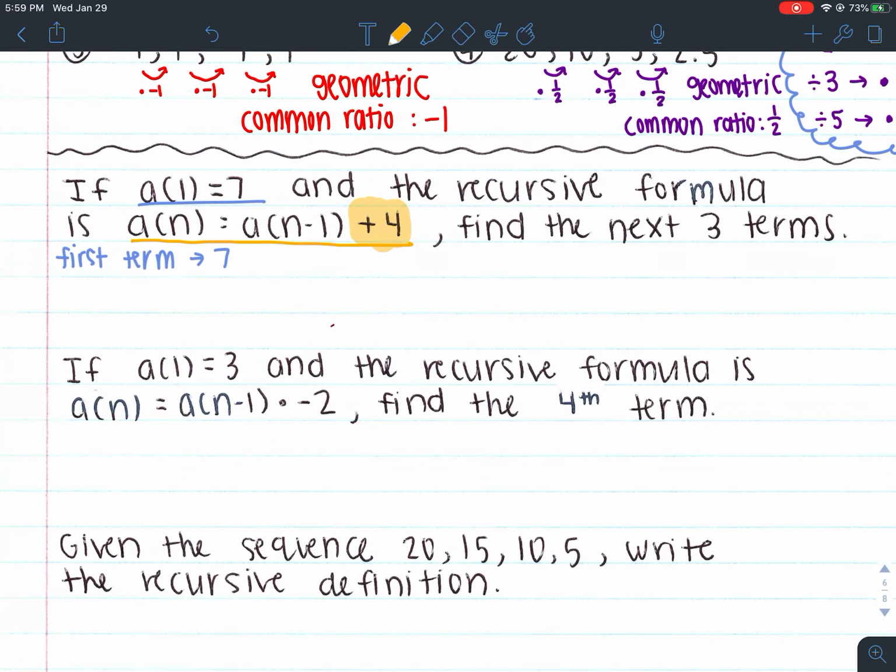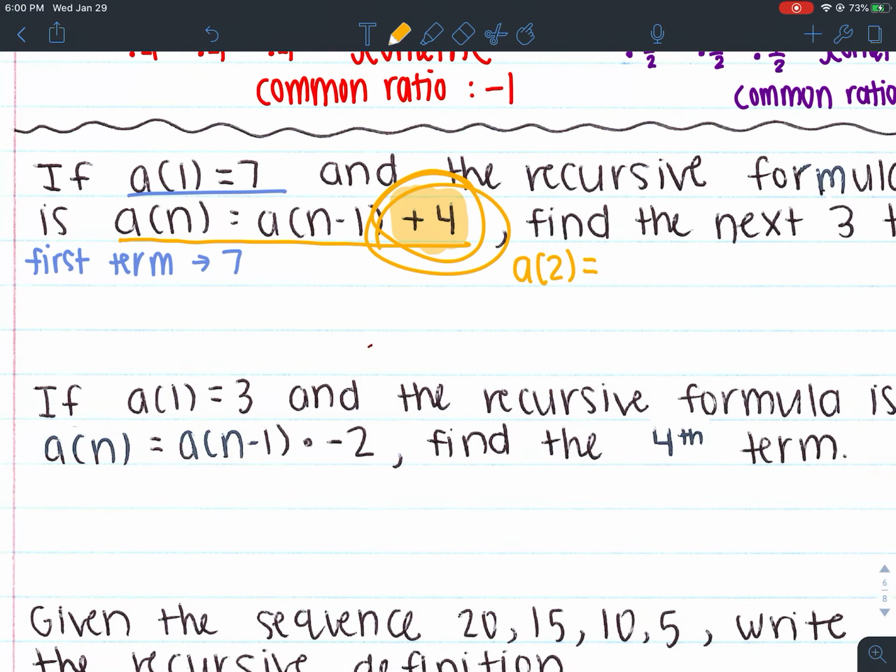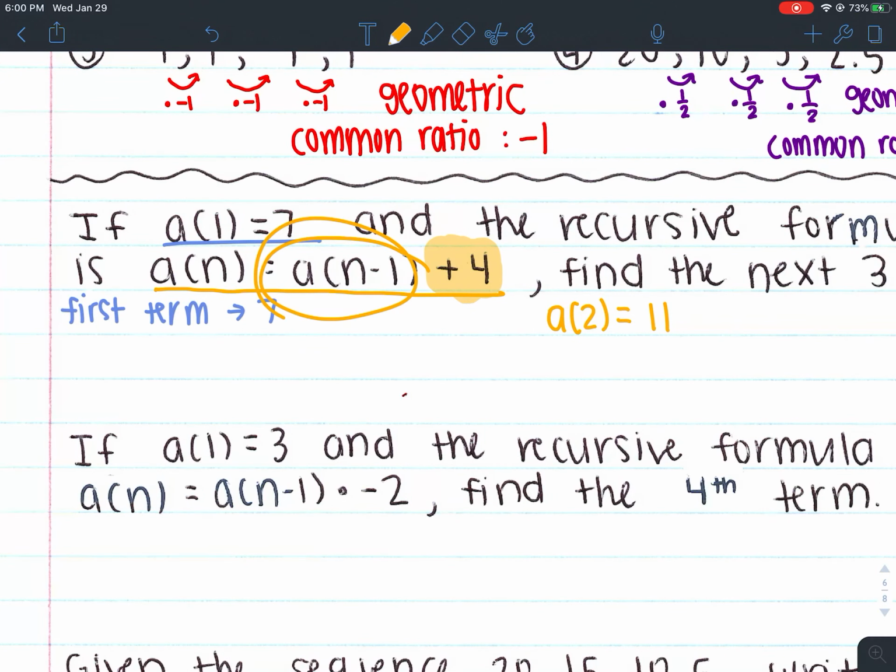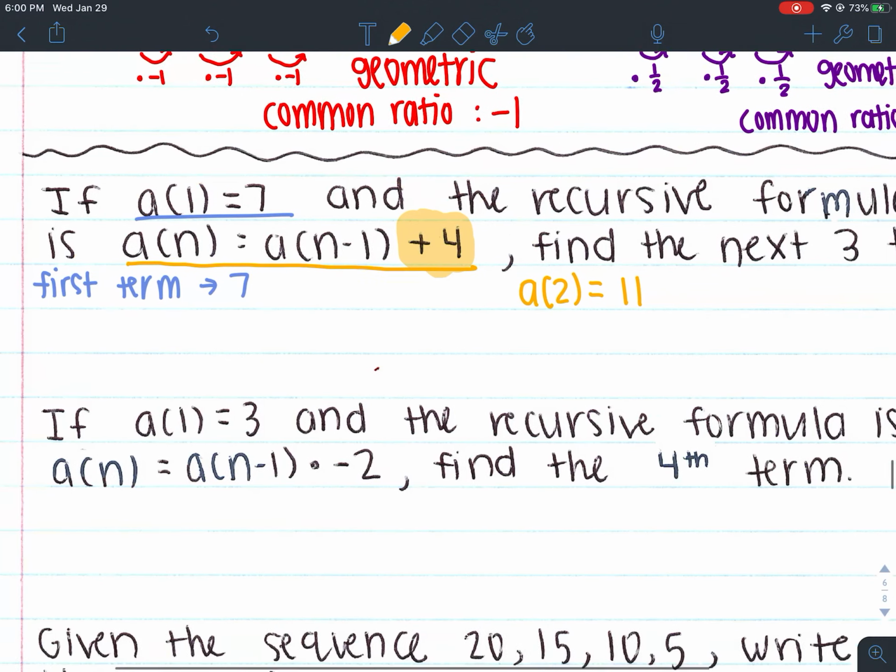If they gave me the first term already, then the next term I would find is the second term. So that would be a of 2. Okay, well, how do I find the second term? Well, I know that I'm adding 4 to get from term to term. The first term is 7. Okay, so how would I get the next one? I would add 4 to it, and I would get 11. Okay, so what am I doing? I'm taking the previous term, in this case it's 7, and I'm adding 4 to it, and I get 11. That's how we're using this here.